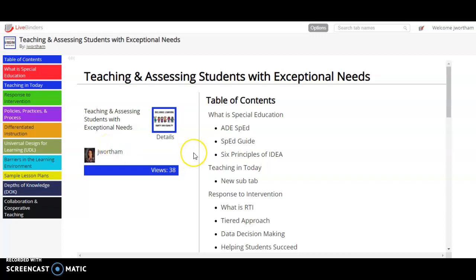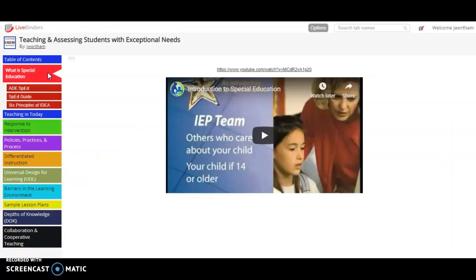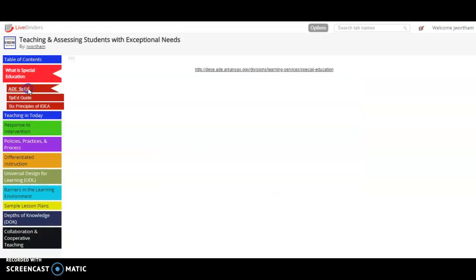Okay, this is my LiveBinder for teaching and assessing students with exceptional needs. I chose to put all of my tabs over here to the left. That's how I like to organize things. And my tabs are: what is special education, teaching in today, response to intervention, policy practices and process, differentiated instruction, universal design for learning, barriers in the learning environment, sample lesson plans, depths of knowledge, and collaboration and cooperative teaching. Under what is special education, I also included the ADE special education information.